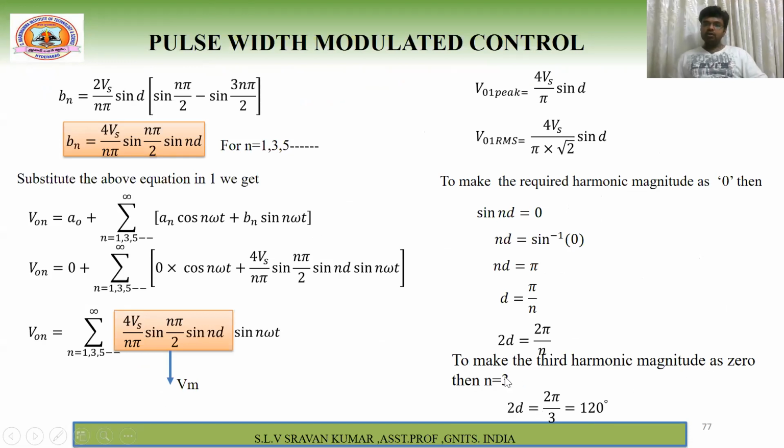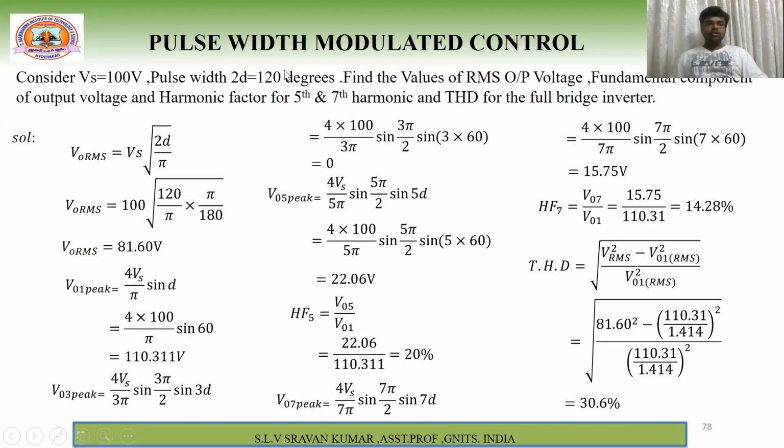So our conclusion is, to make the third harmonic magnitude 0, the n value is 3 and the pulse width is 120 degrees. By substituting this, pulse width 2d equal to 120 degrees, or d equal to 60 degrees, the third harmonic component magnitude is 0. That is a very important point you have to observe.